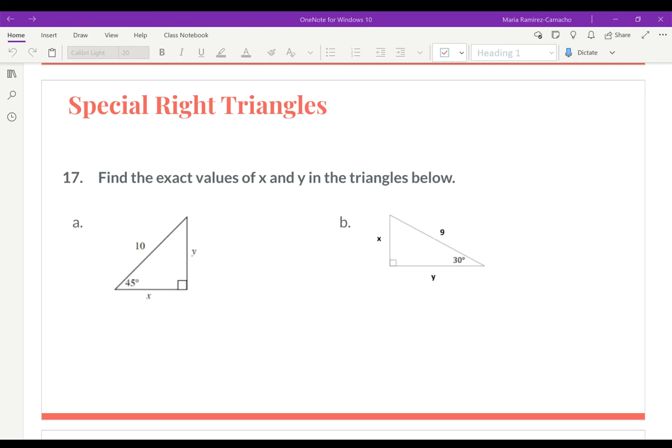Number 17 says, find the exact values of x and y in the triangles below. And these are special right triangles, so it is important to know the relationship between the side lengths.